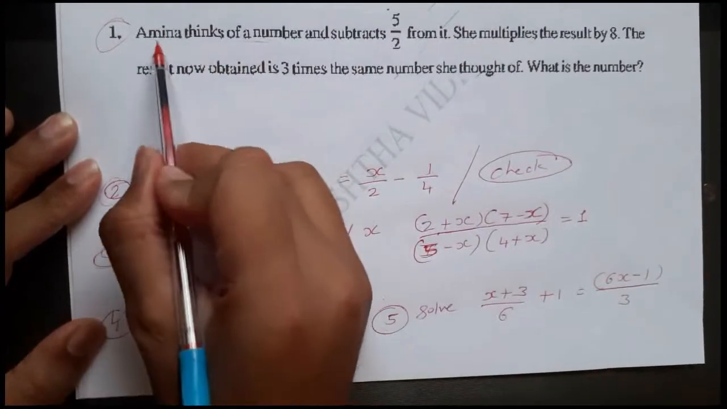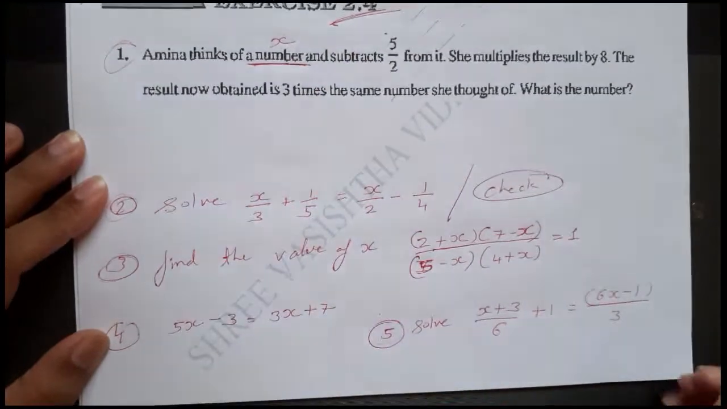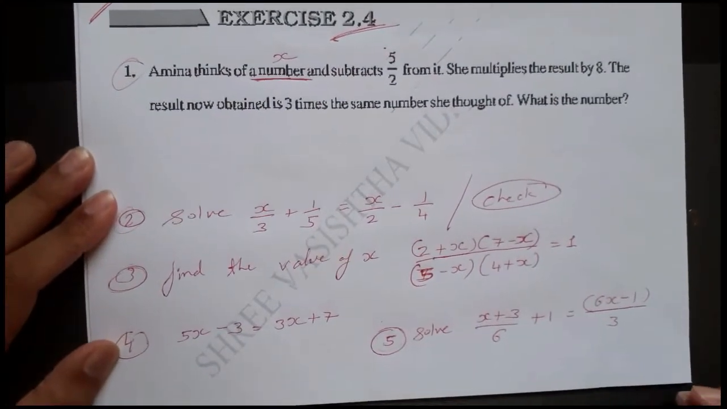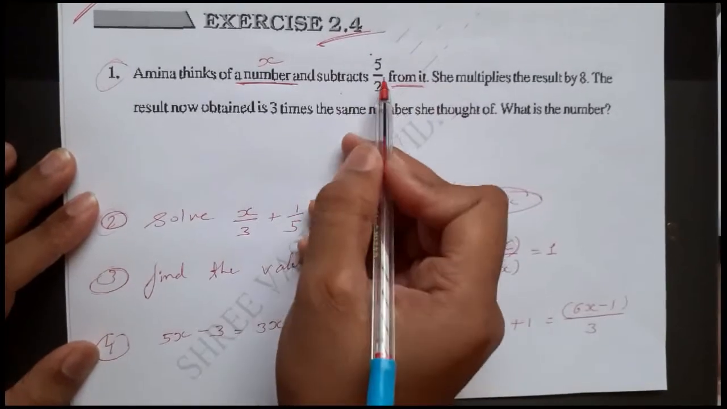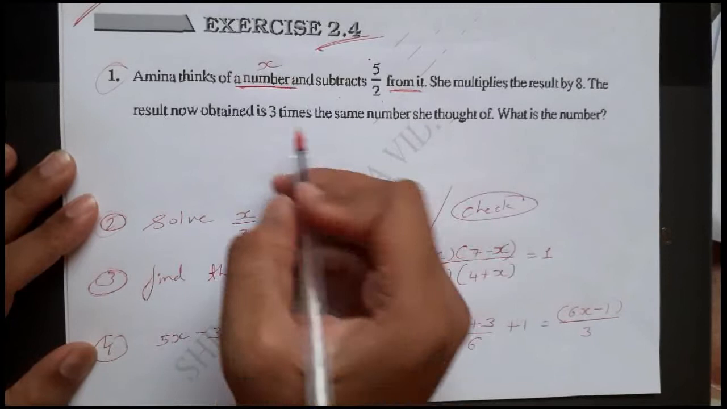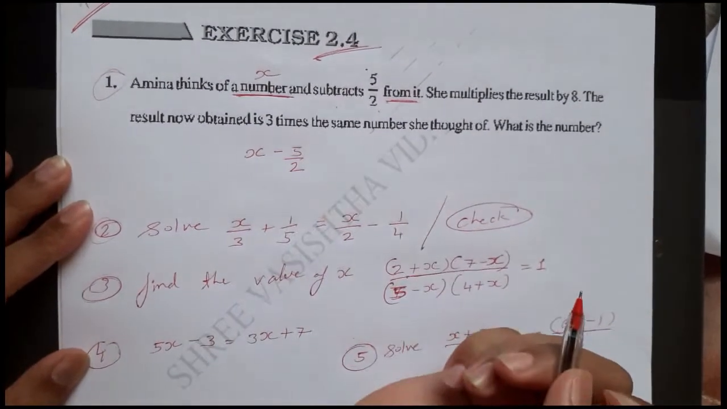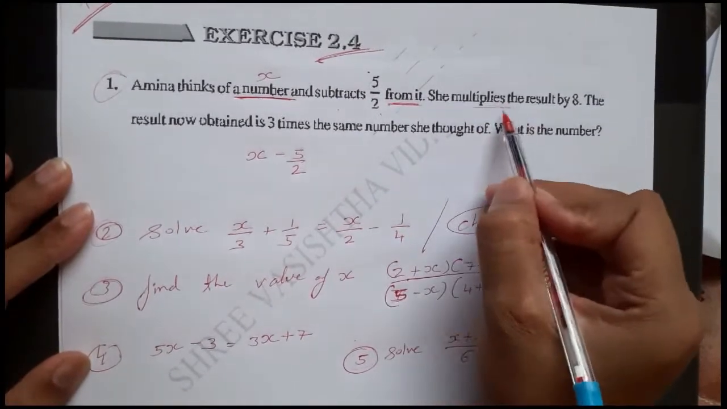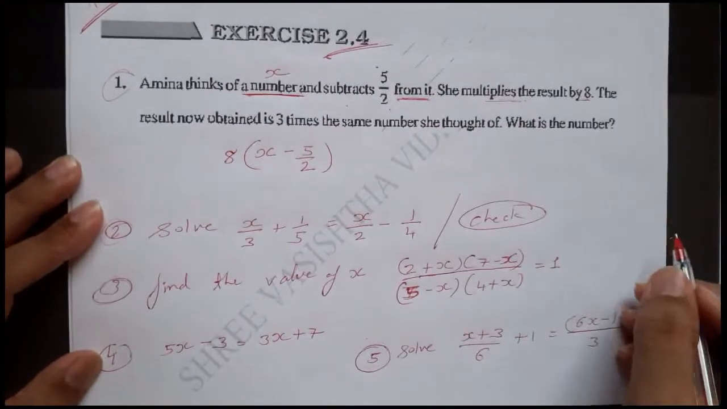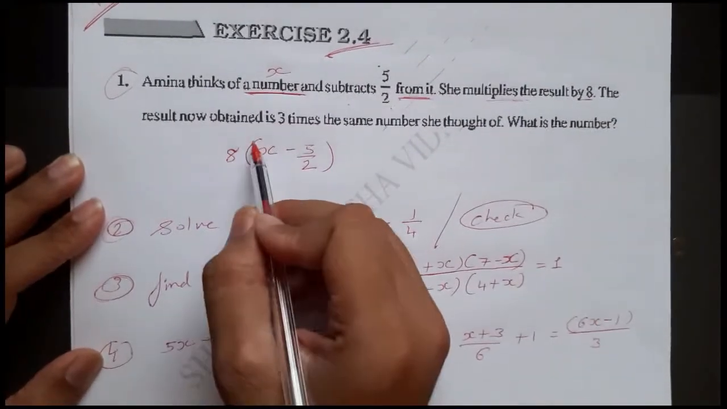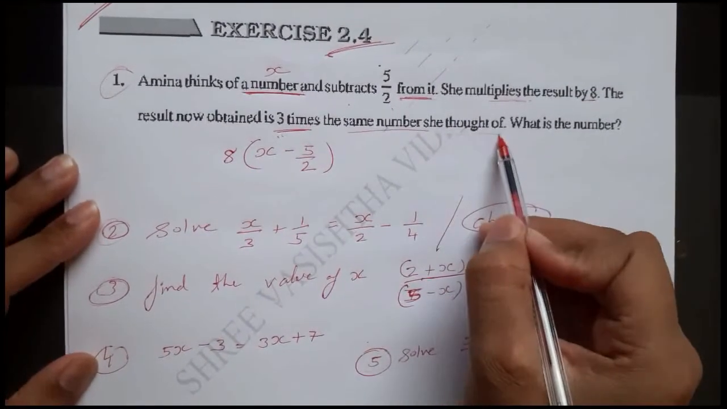Try to understand it. Amina thinks of a number. So if Amina is thinking of a number x and subtracts 5 by 2 from it, so 5 by 2 should be subtracted from it. So x will come first, minus 5 by 2. She multiplied the result by 8. So we are going to multiply this result by 8. Then the result now obtained is 3 times the same number she thought of.